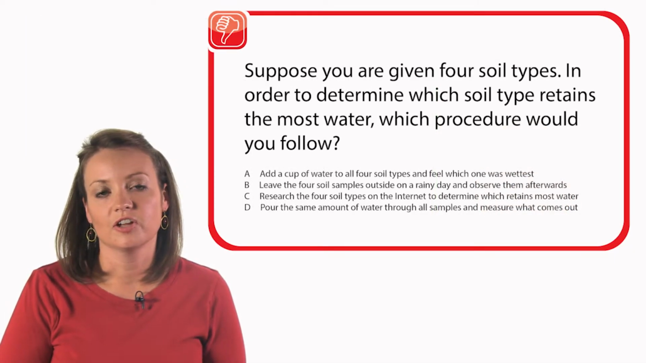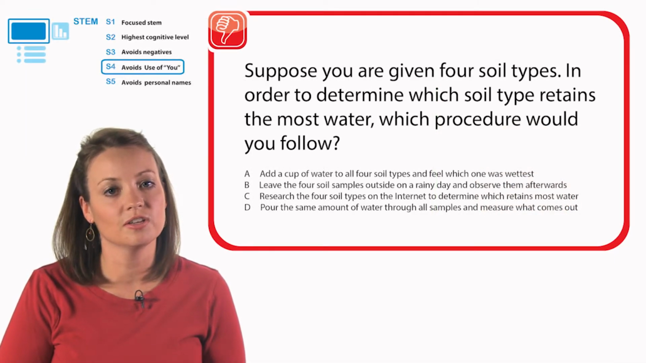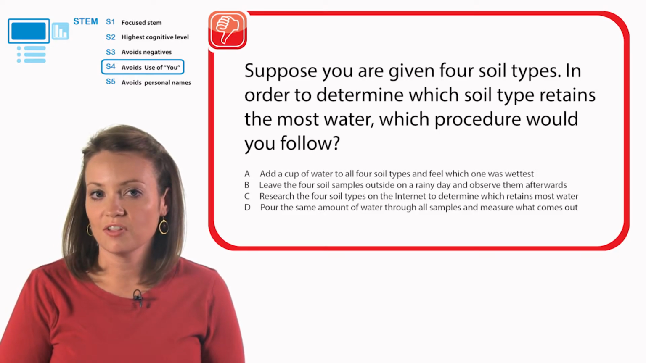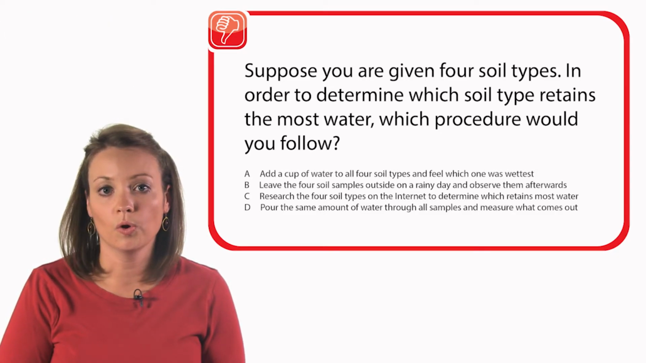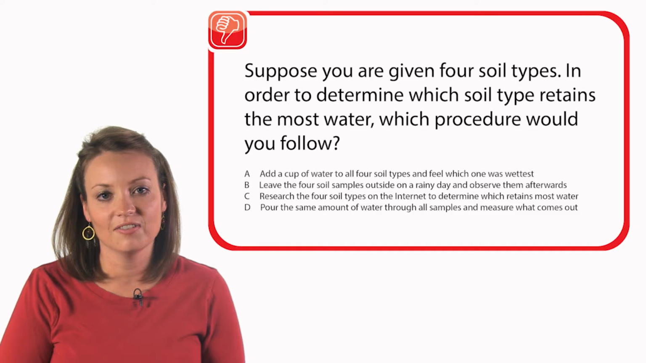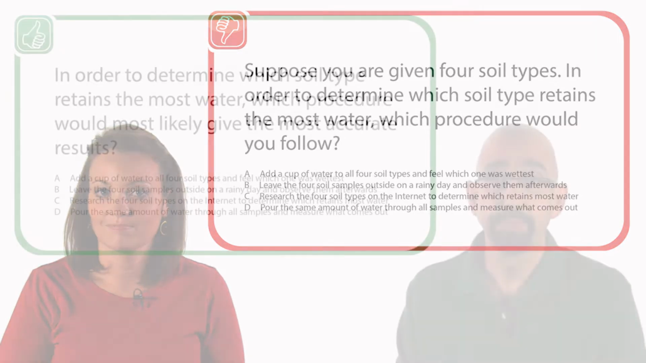This example fails at criterion S4, avoids the use of you. The example is flawed because if you ask the test taker, what would you do, they could choose any of the options and still be correct.